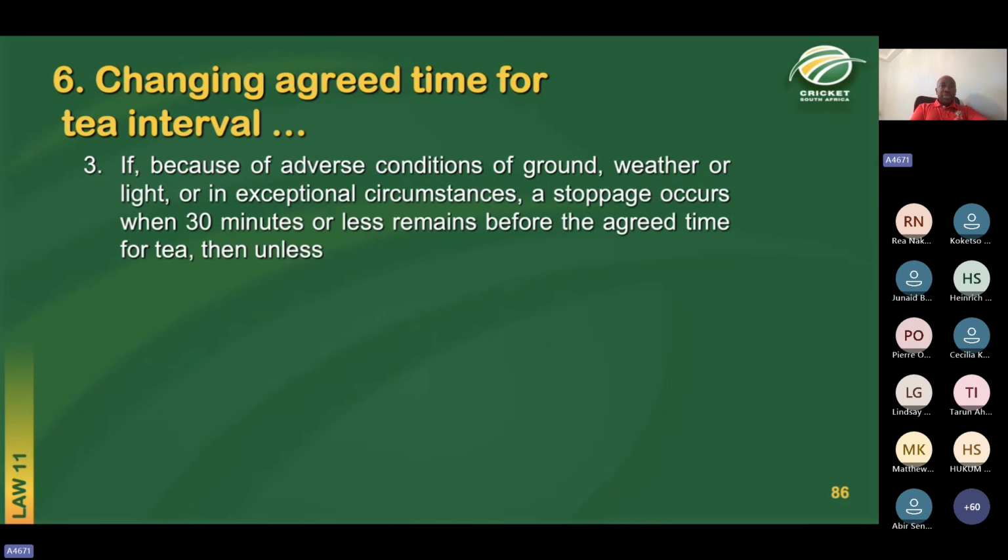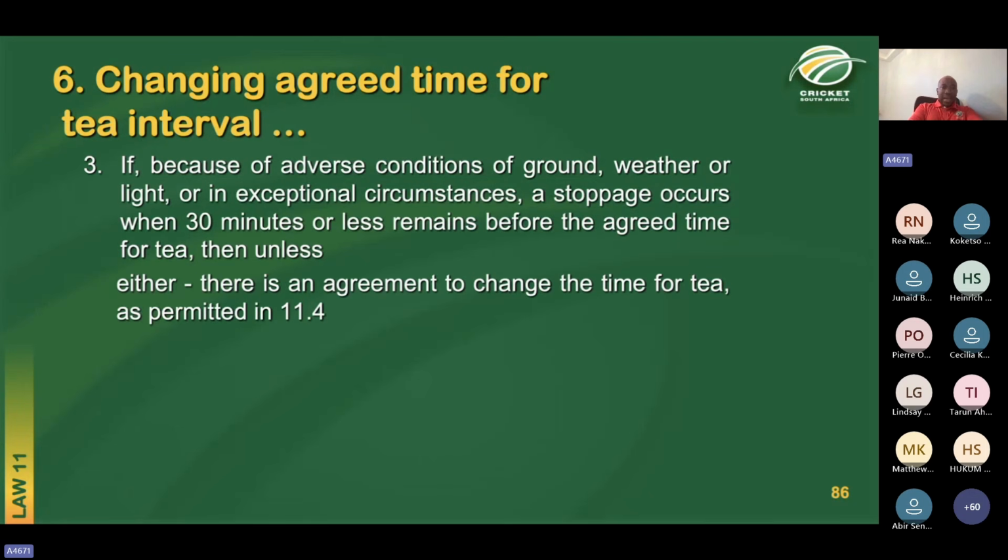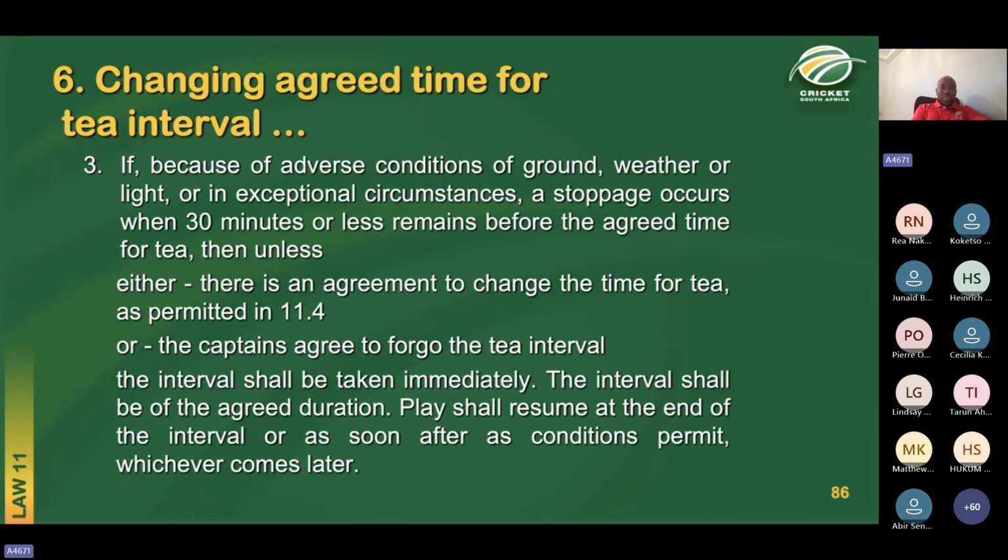If, because of adverse conditions of ground, weather, or light, a stoppage occurs when 30 minutes or less remain before the agreed time for tea, then unless there's an agreement to change the time for tea made by the captains and the umpires, or the captains agree to forego the tea interval, we will take tea immediately.